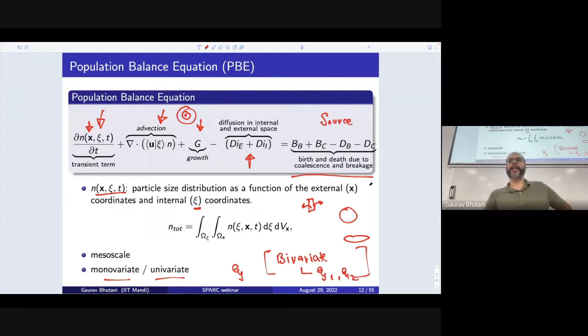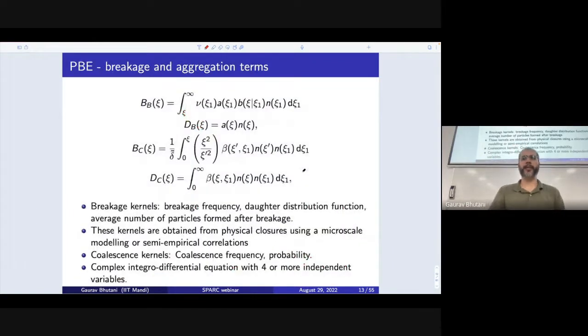So this is where the breakage and coalescence effects of bubbles come into the picture. This capital B here denotes birth, and capital D denotes death. Let's understand these terms. The subscript here, this B, denotes breakage. So this BB denotes birth due to breakage. I have these terms in more detail in the next slide. So let's talk about them. So this is birth due to breakage.